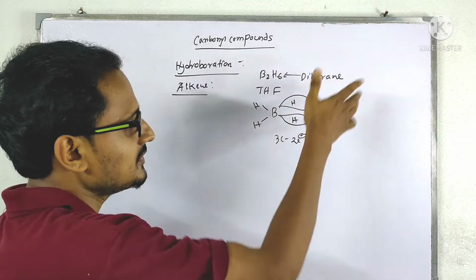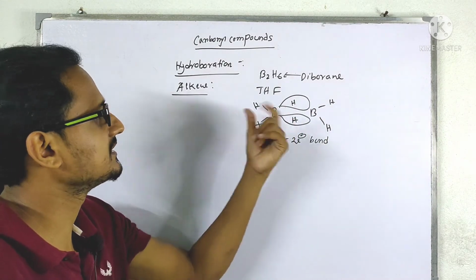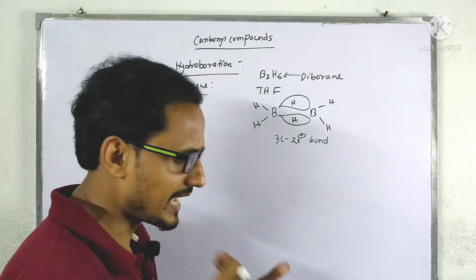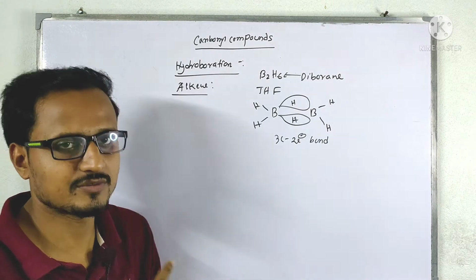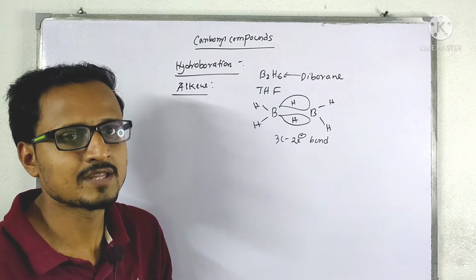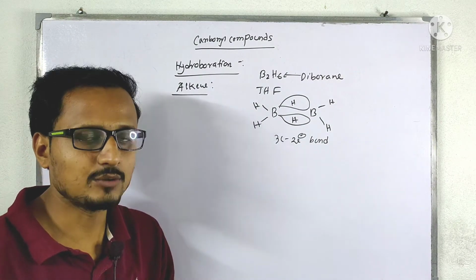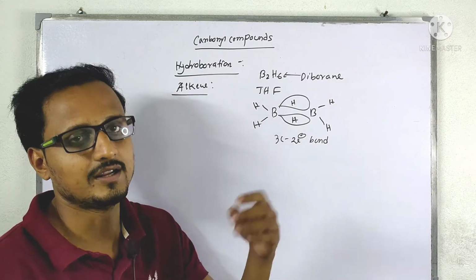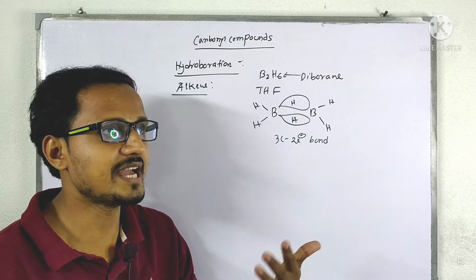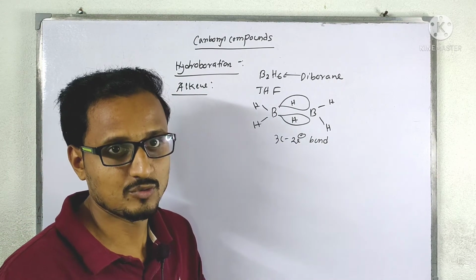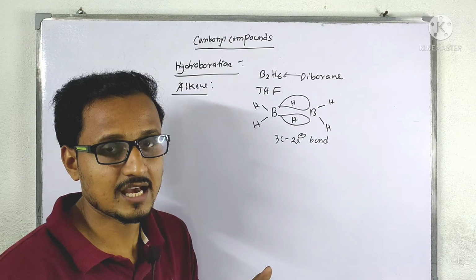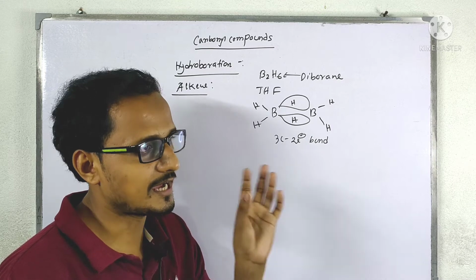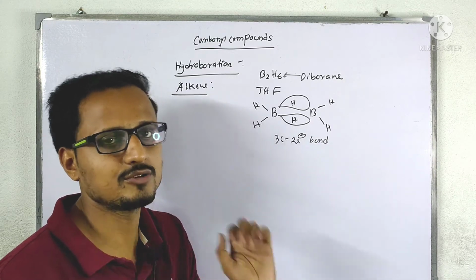Now this BH3 will take part in the reaction with the alkene to form trialkyl borane. When an alkene reacts with B2H6 in presence of tetrahydrofuran, it will form trialkyl borane. Now that trialkyl borane, when it reacts with H2O2 and sodium hydroxide, will form an alcohol. Now that alcohol, if it reacts with PCC, which is a mild oxidizing agent, I have discussed PCC in the previous video, see that video, with CH2Cl2, then it will be converted to aldehyde.